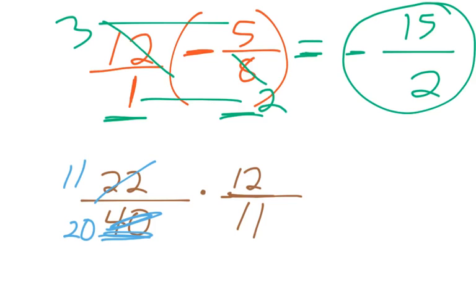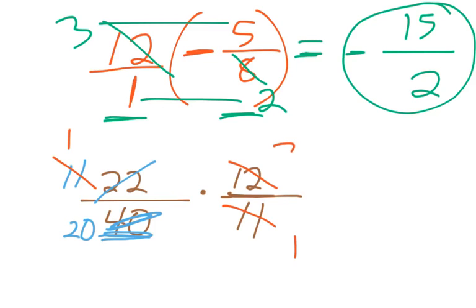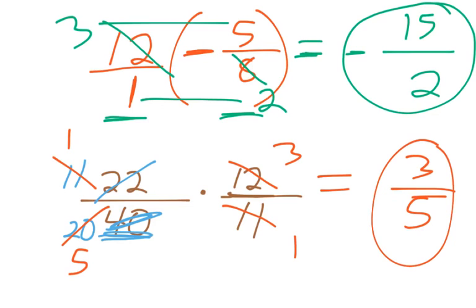But now we could reduce diagonally. If we look this way, the 11s could both be divided by 11, and we get 1. And then for 12 and 20, 4 can go into both of those. So 12 divided by 4 is 3, and 20 divided by 4 is 5. Multiply across, 3/5. So that wasn't too bad at all. Now, let's use this problem as an example. So here's the final answer, 3/5.